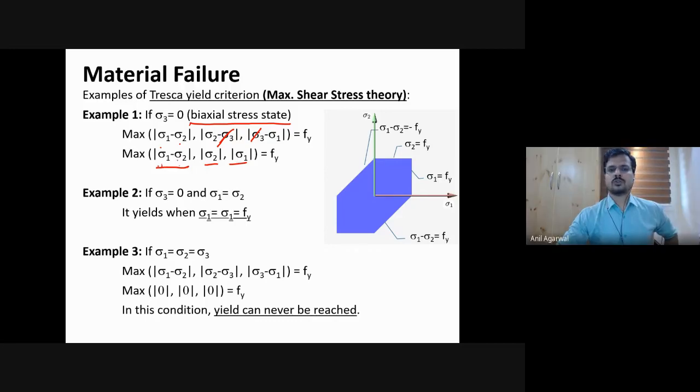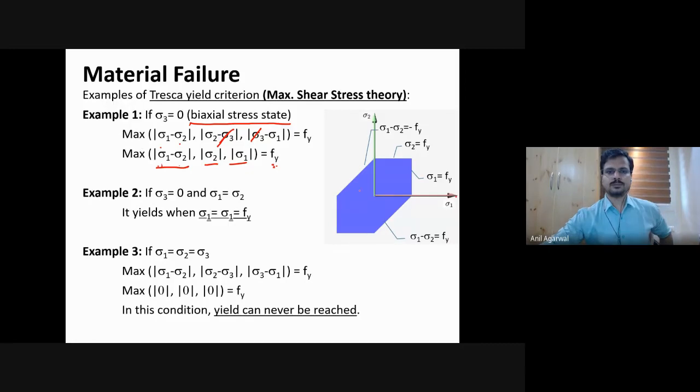So now, if I want to draw that in sigma 1, sigma 2 space, so if I take one axis as sigma 1, the other axis is sigma 2, and I want to draw this geometry. What it's basically saying is that these are lines. So sigma 1 minus sigma 2 is equal to Fy. That is one line. Similarly, sigma 2 is equal to Fy. That is another line. Sigma 1 is equal to Fy. That is another line. Similarly, sigma 2 minus sigma 1 is equal to Fy. Minus sigma 2 is equal to Fy. Minus sigma 1 is equal to Fy. So likewise, you have 6 lines.